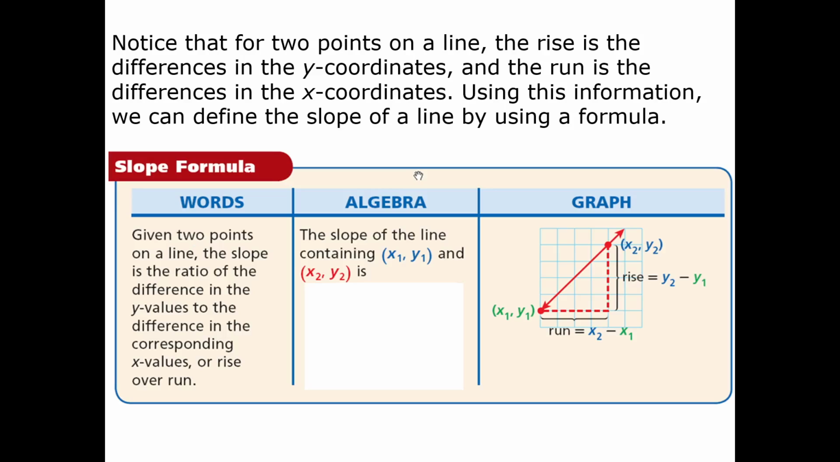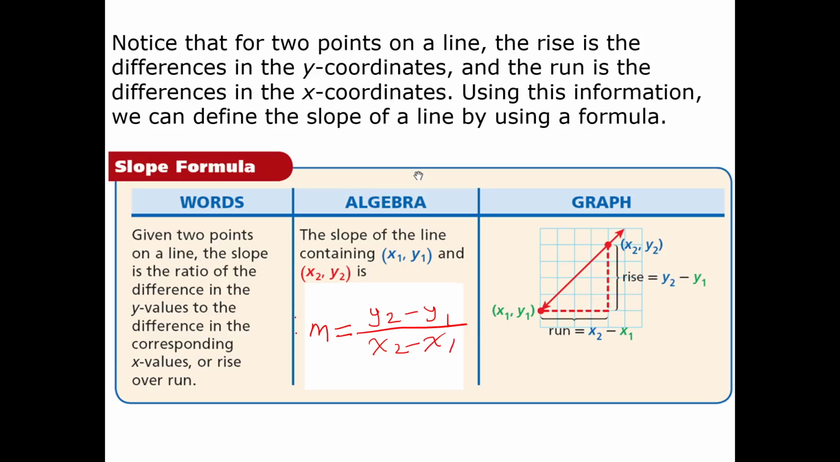Notice that for any 2 points on the line, the rise is the difference in the y's, and the run is the difference in the x's, which means I can use the slope formula that you may have seen before in Algebra 1. That is, m is equal to y2 minus y1, the rise, divided by my run, x2 minus x1.